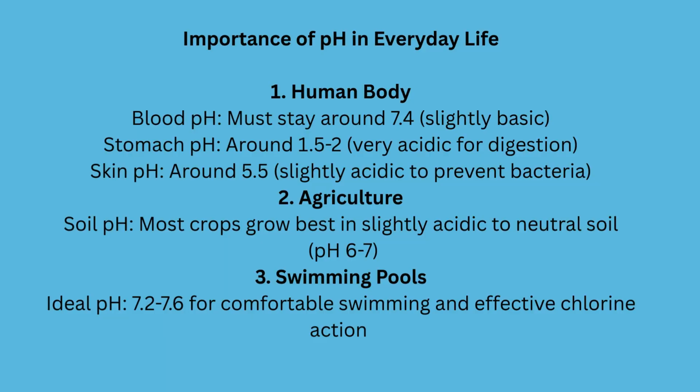Importance of pH in everyday life. In the human body, blood pH should stay around 7.4. The stomach pH should be very acidic, around 1.5 to 2, for the digestion process. Skin pH should be around 5.5 to prevent bacteria. In agriculture, most crops grow best around 6 to 7, which is slightly acidic. In swimming pools, the ideal pH is around 7.2 to 7.6 for comfortable swimming and effective chlorine action.